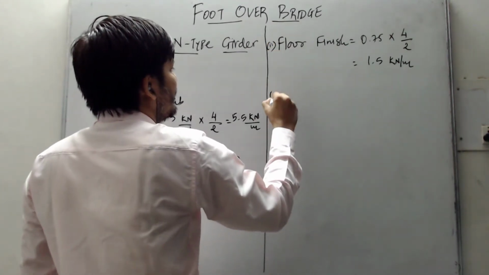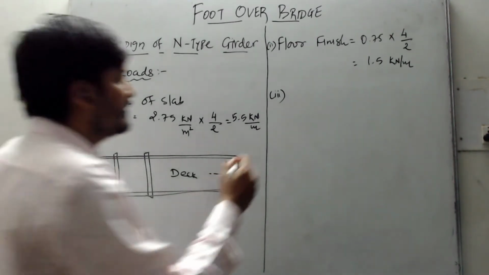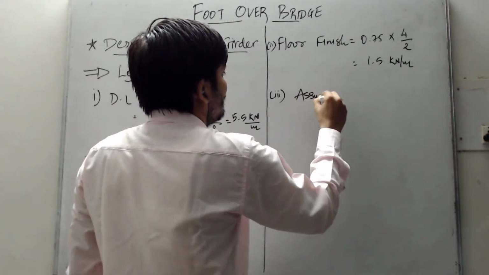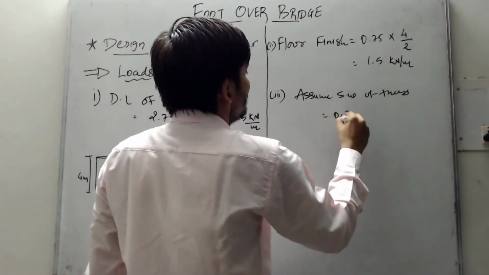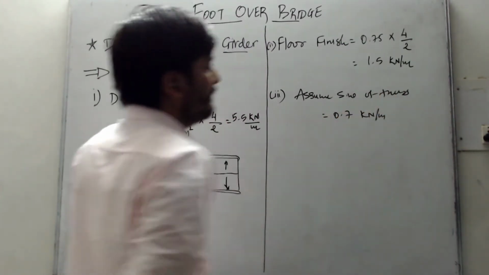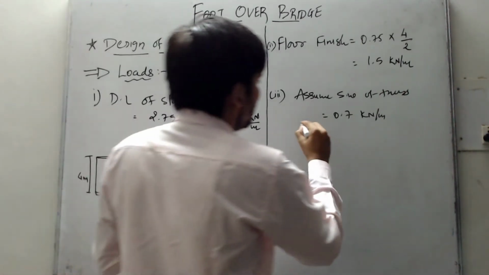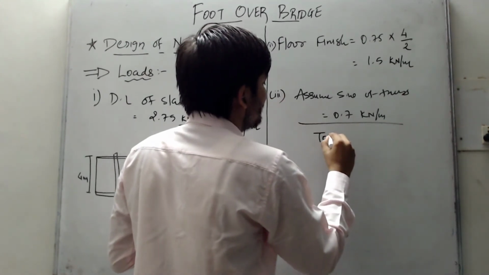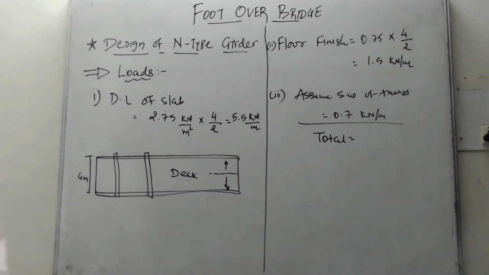And third load, that is, we have self weight of truss. We need to assume the self weight of truss. So we are assuming the self weight of truss as directly 0.7 kilonewton per meter, right? So then we calculate the total dead load. These are the 3 dead loads. So then we do the summation of all these 3. So we will get total dead load as 7.7 kilonewton per meter.